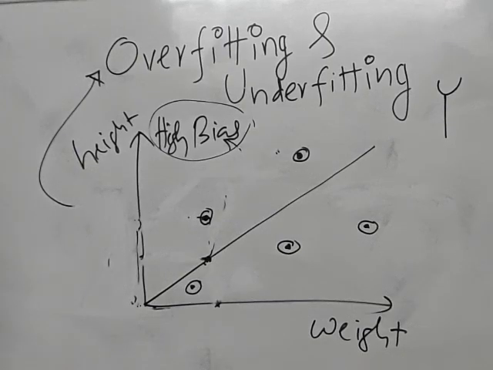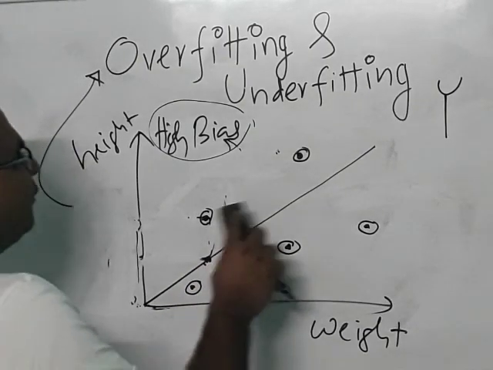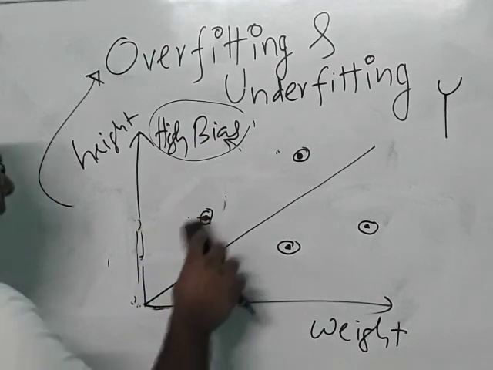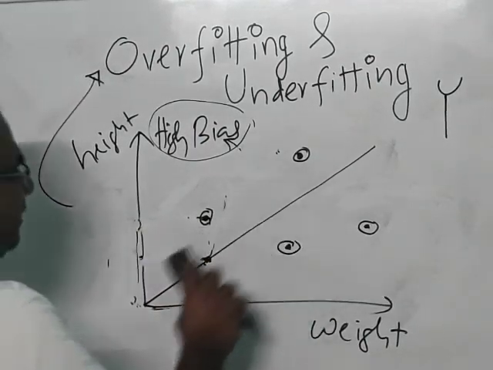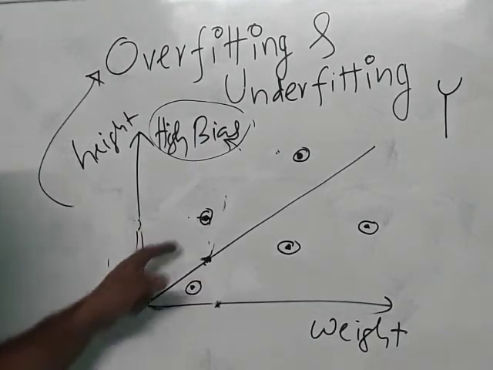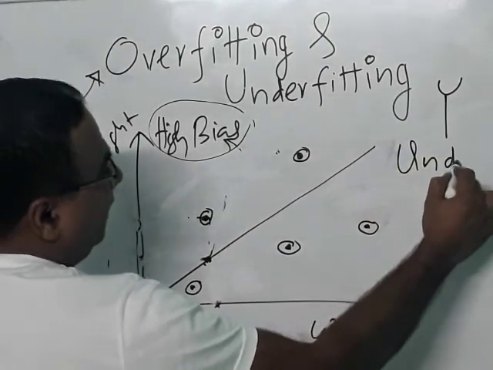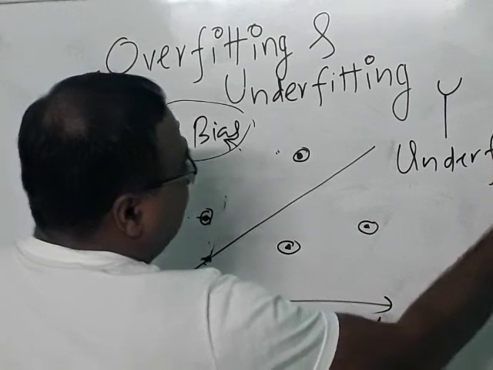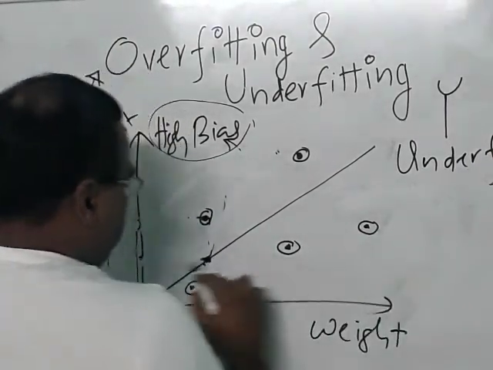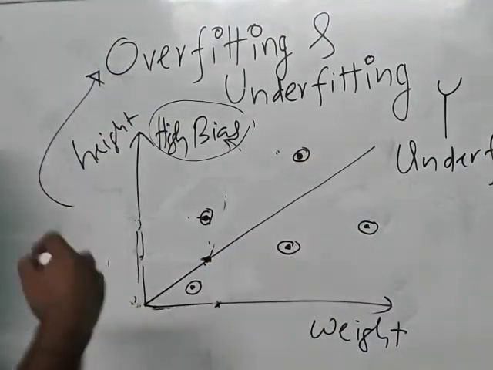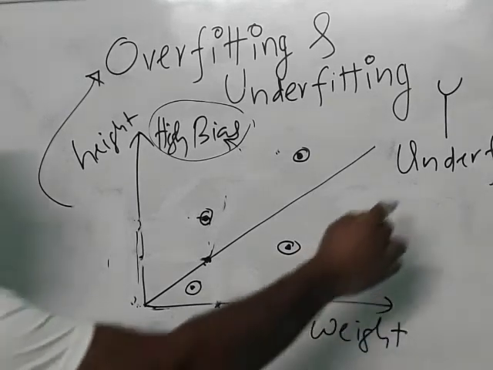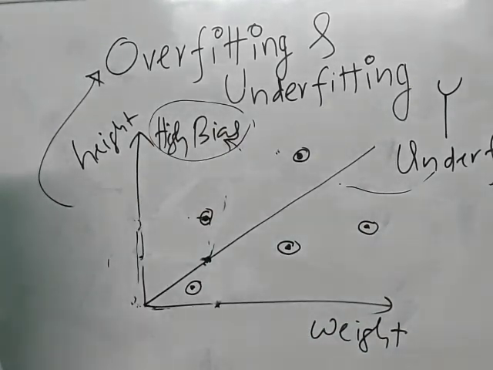So we are coming up with another model. This is the term related to high bias. This model is having a very high bias, and we can call this model underfitting. It is not fitting with the actual result. So this model is underfitting.